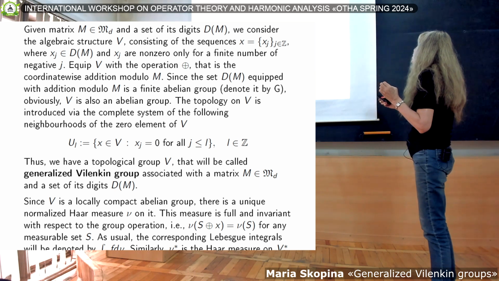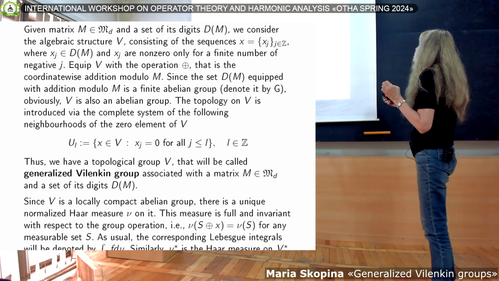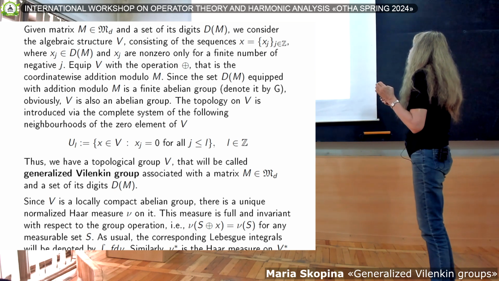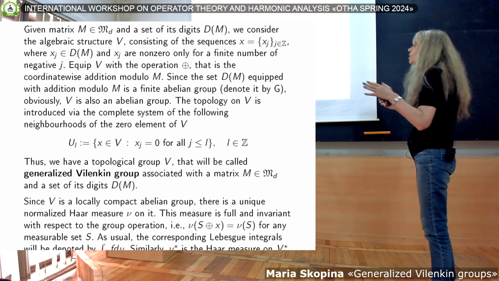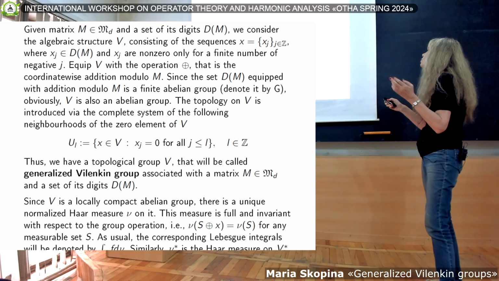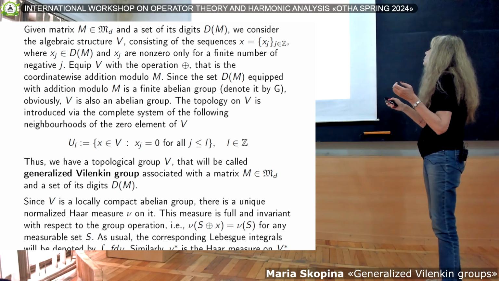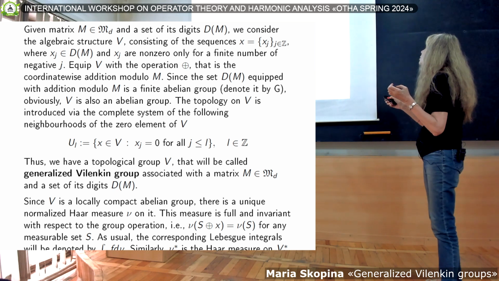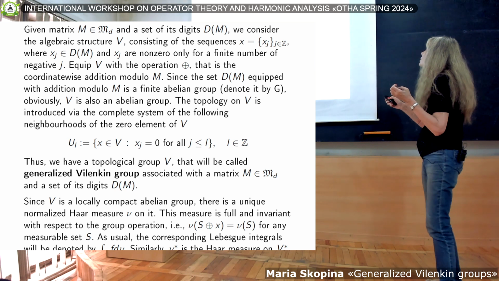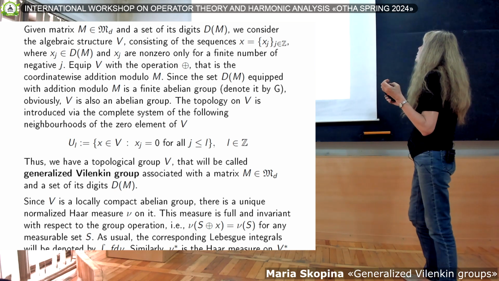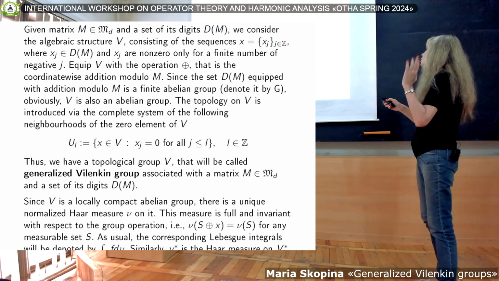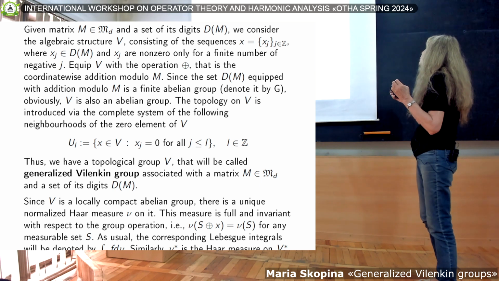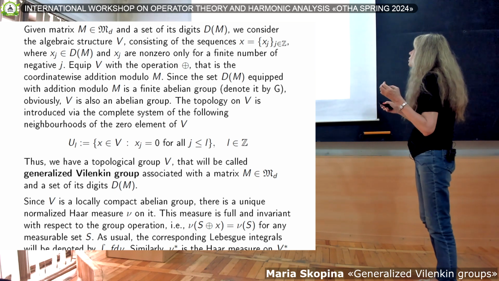Next, we equip V with an operation. This operation, so-called plus, is coordinate-wise addition modulo M. I remind you that in the classical case it is modulo p, one-dimensional, and here it is modulo the matrix M. And the set equipped with this addition is, as is well known, a finite abelian group, which we denote by G.